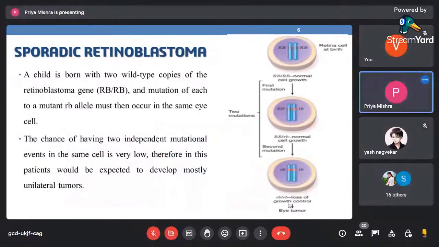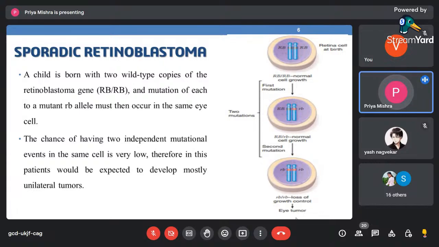So this is a sporadic retinoblastoma. In sporadic retinoblastoma, the cell has both normal alleles present, and it requires two mutational events to convert it into a cancerous cell. Both the alleles must get mutated, and only then will it cause cancer. So the child is born with two wild type copies of the retinoblastoma gene, and the mutation of each to form a mutant RB allele must then occur in the same eye cell.